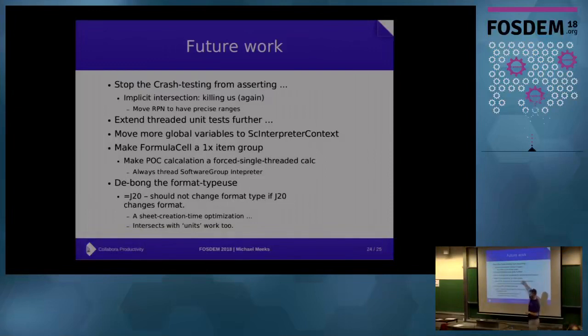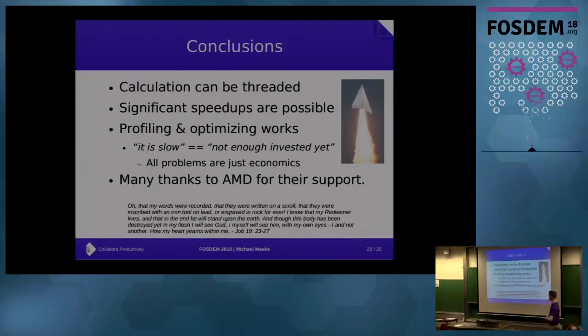Yeah. Big stuff, like killing the formula cell and making it a formula cell group, one of these groups that just happens to be one long, would be kind of nice, and then maybe be able to simplify some of these pieces, and making the plain old calculation just a single-threaded calculation. And finally, getting rid of this format type stuff that should never be happening at all during calculation, I think. So that's about it. They're the conclusions.